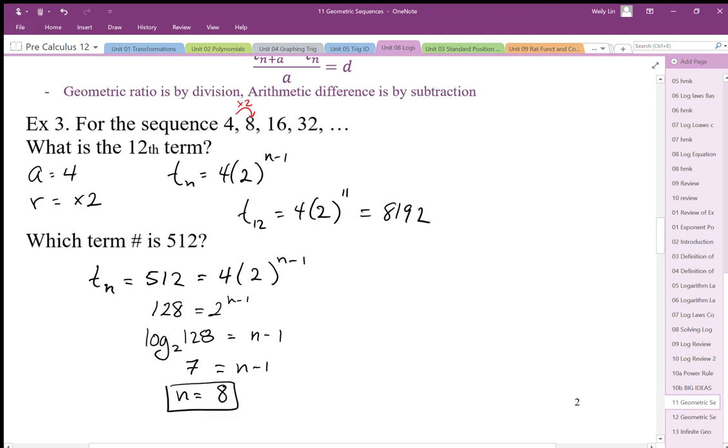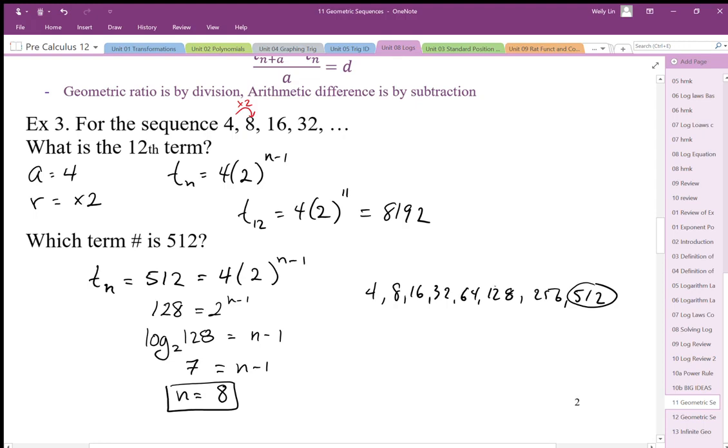So I can actually just list this out: 4, 8, 16, 32, 64, 128, 256, 512. Yeah, that's the one I'm looking for. 1, 2, 3, 4, 5, 6, 7. Yeah, that's the 8th term.